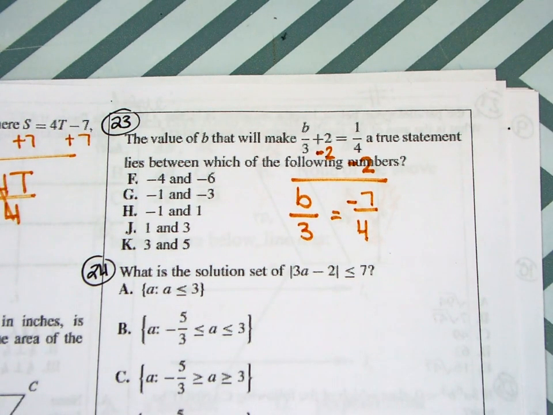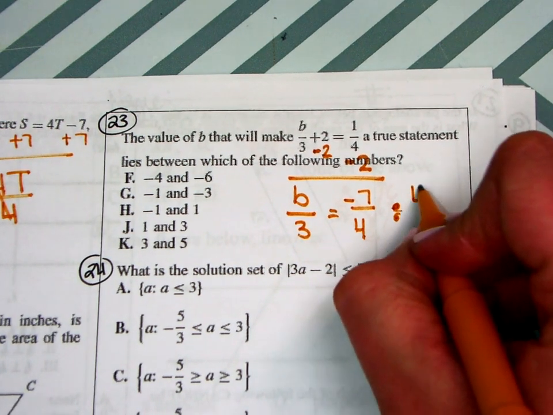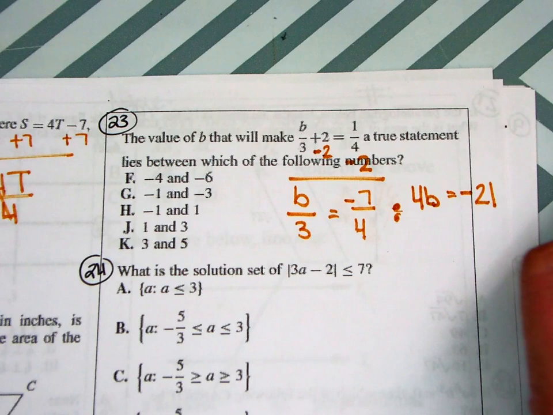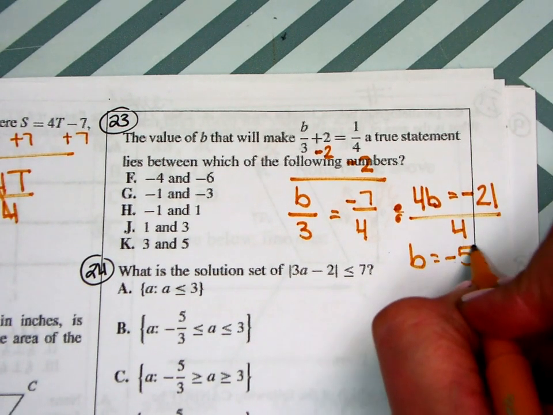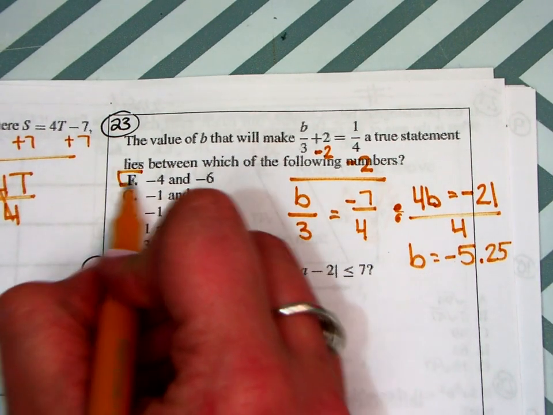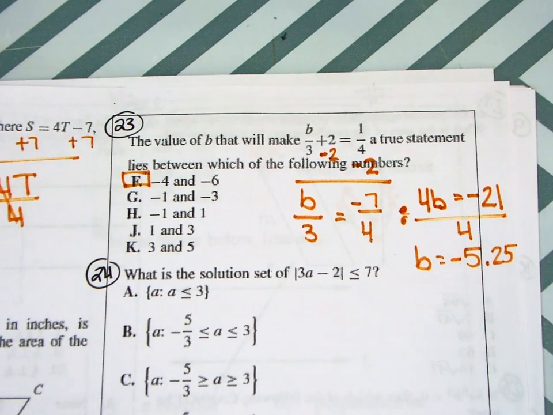To solve this problem, let's just cross multiply. B times 4 is 4b. 3 times negative 7 is negative 21. When I divide both sides by 4, I get a b value of about negative 5.25. Looking at my answer choices, negative 5.25 is between negative 4 and negative 6.